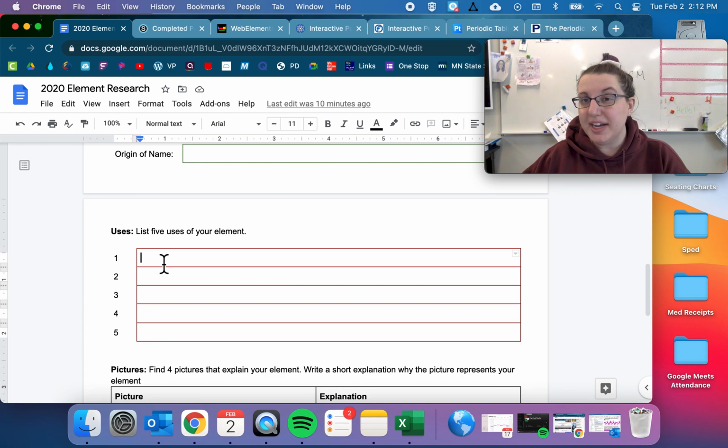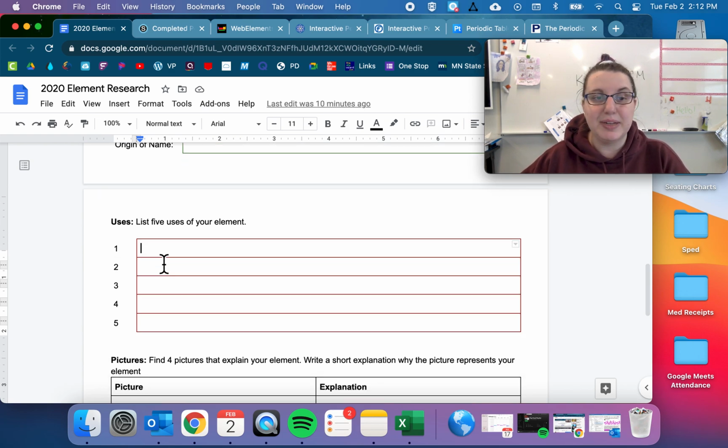So is there a product that it's used in? Is it used for a certain kind of research? Is it used in medical purposes? Is it used in construction? What are some uses of your element?